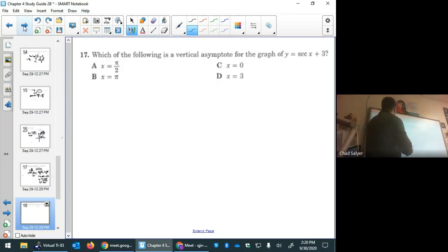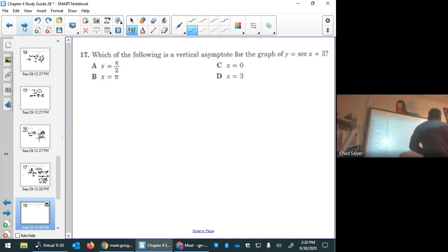17. Which of the following is a vertical asymptote for the graph of y equals secant x plus 3? So this plus 3 is kind of a red herring. It's just going to shift the graph up 3 units. It's not going to modify our input, which is not going to modify our vertical asymptote.